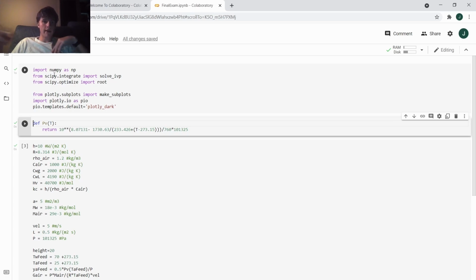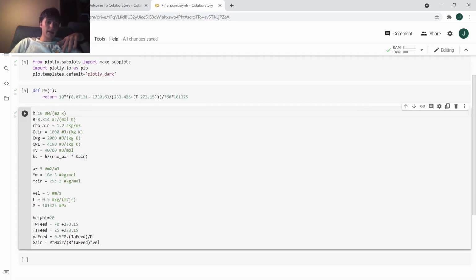And since we're dealing with mass transfer and concentrations, the way we're talking about concentrations of the water vapor has to do with the partial pressure of water vapor. And so we need to be able to calculate the vapor pressure of the water as a function of temperature. So what I have imported right here, I just have this PV function. All it is is the Antoine equation, which allows us to calculate the vapor pressure of the water at any inputted temperature T. So I'll go ahead and run that.